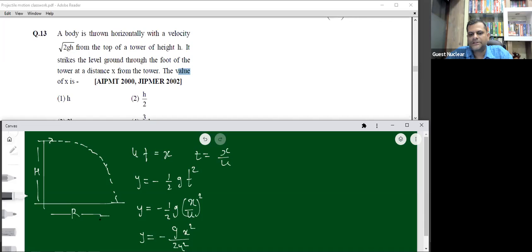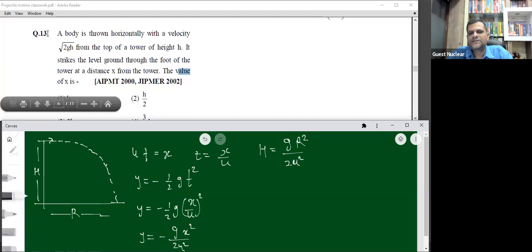And if we replace this y by h here, तो y के बदले h आ जाएगा, और माइनस माइनस चलो ठीक है, माइनस कैन बी ओमिटेड, एंड g into x square, x के बदले यहाँ पे क्या आएगा, r आएगा, तो इसलिए यहाँ पे r square, and that is to be divided by 2u square. This is going to be the relationship between h and r.